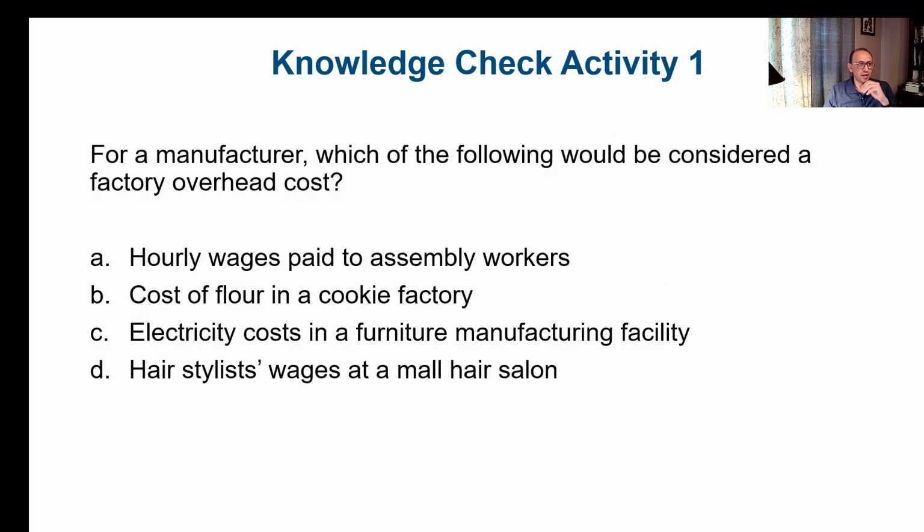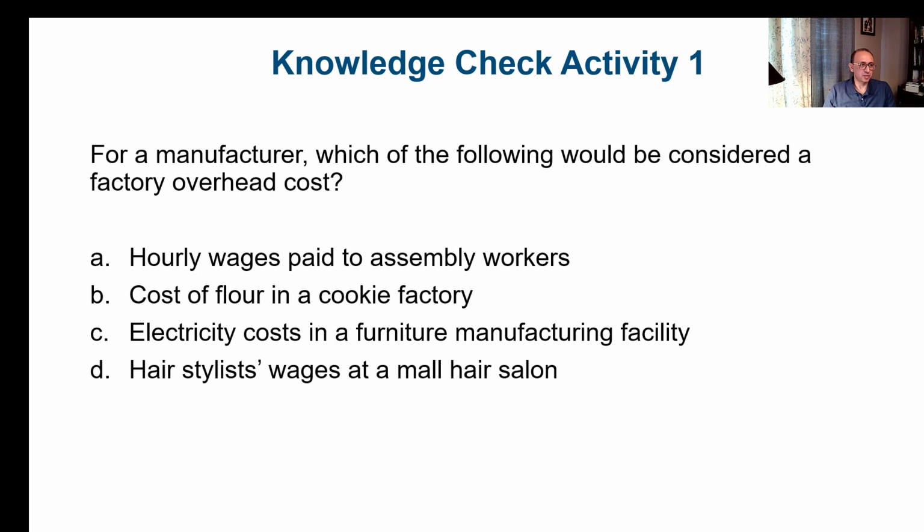So let's try a knowledge check activity right now to see whether we are getting the idea of what's considered to be an overhead. So for manufacturing, which of the following would be considered a factory overhead cost? Is it the hourly wage paid to assembly workers? Again, no, that's a direct cost. That's part of the direct labor cost. How about cost of flour in a cookie factory?